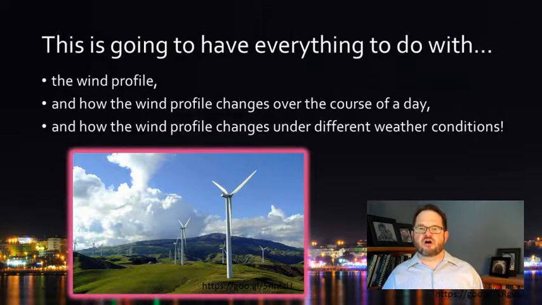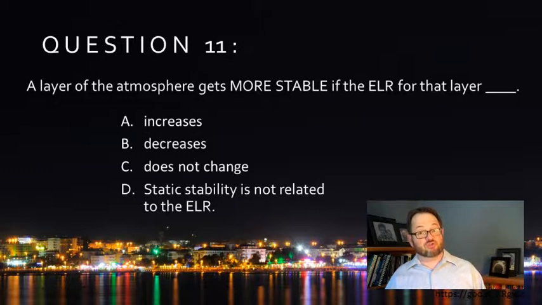All right, before we move on, we are done with this lecture, but let's do three quick questions. Question 1. A layer of the atmosphere gets more stable if the ELR for that layer increases, decreases, does not change, or the static stability is not related to the ELR. Which of these is what happens if the layer gets more stable? Make a choice from those 4 options and get some feedback before we move on to question 12.